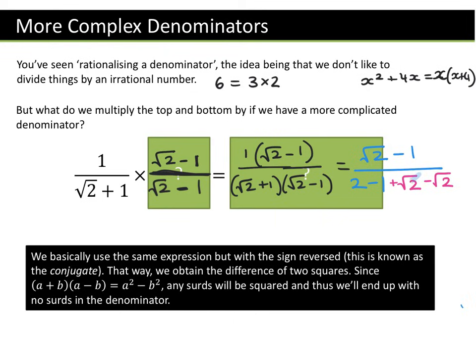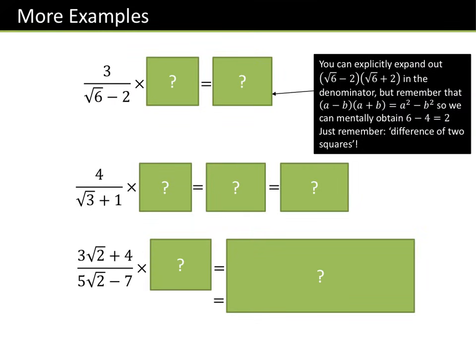It's quite a nice trick. So they're going to cancel, plus root 2 minus root 2. It will always happen. So then our answer is going to be root 2 minus 1 over 2 minus 1, which is 1, so that just gives me root 2 minus 1. So we have a few more examples to do.